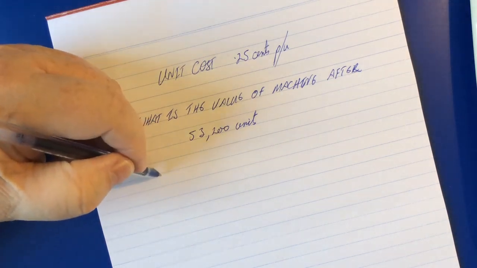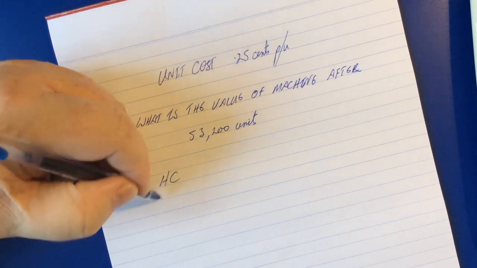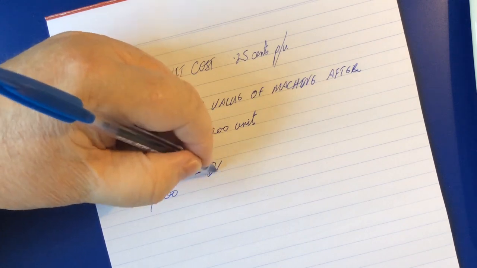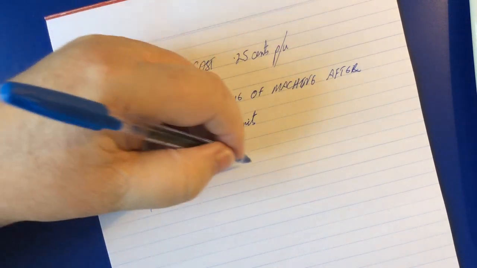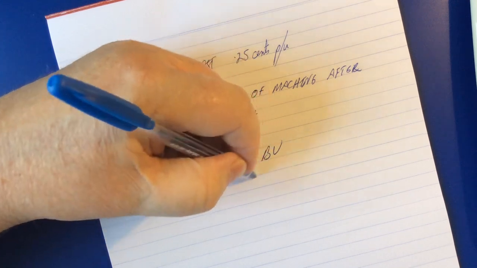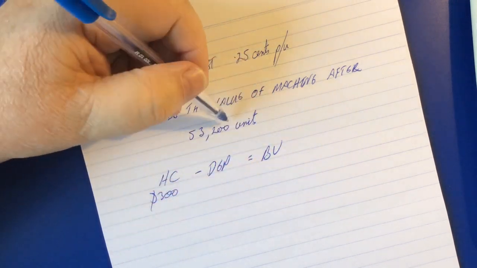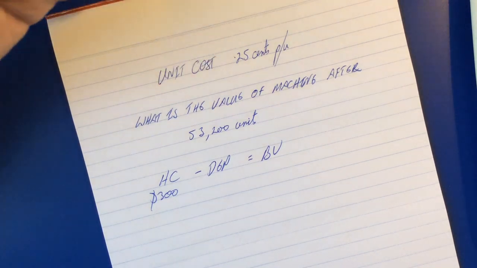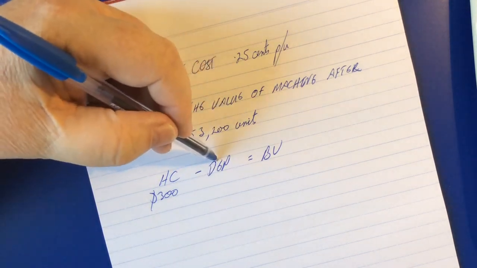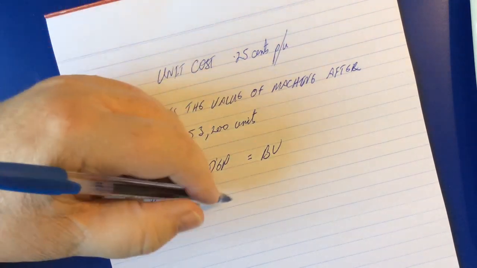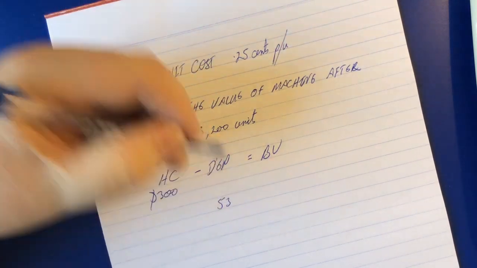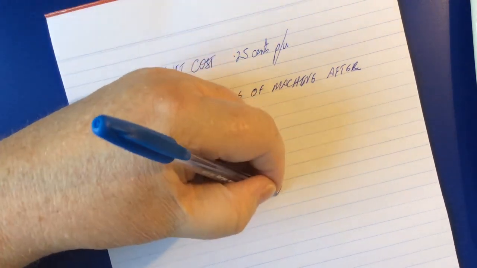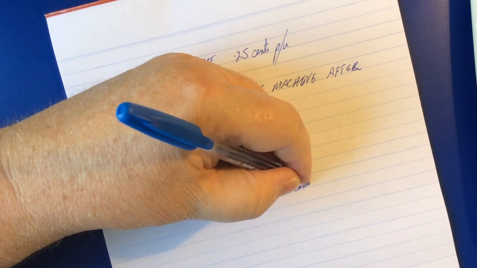And the depreciated value is going to equal the historical cost, which is $300, minus the depreciation, which we're going to work out. And that is going to equal what we call the book value, which is the value of the machine after 53,200 units have been produced. Okay, so what we've got to work out is the depreciation. So that's pretty simple. It is 53,200, I deliberately chose an awkward number, times 0.25 cents.